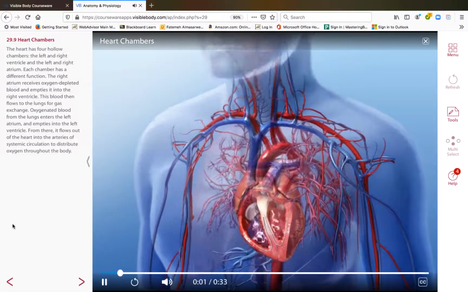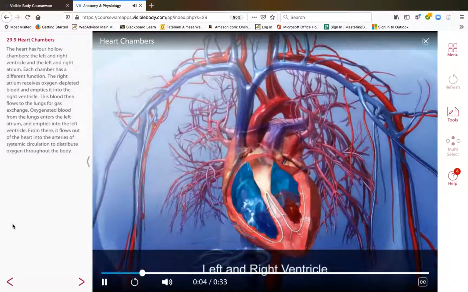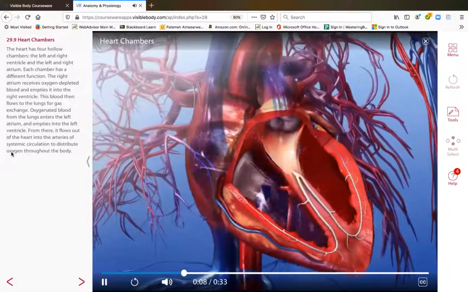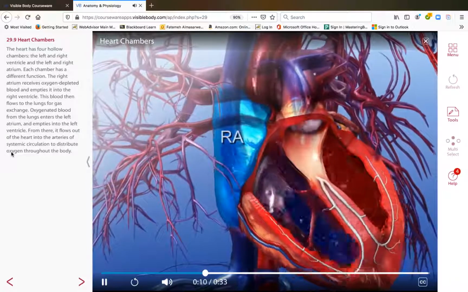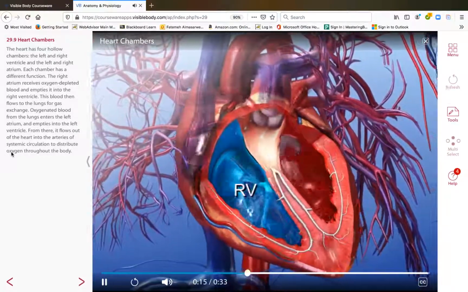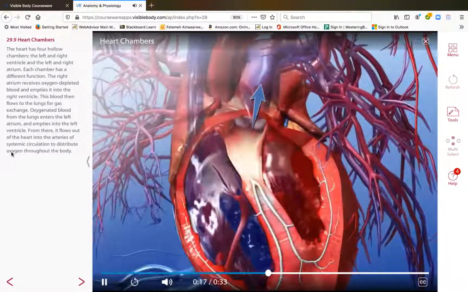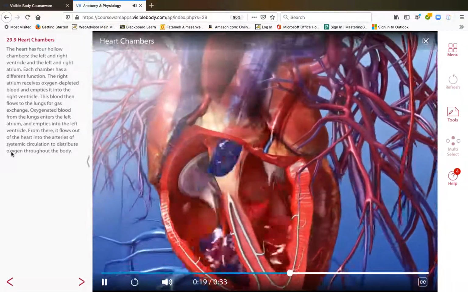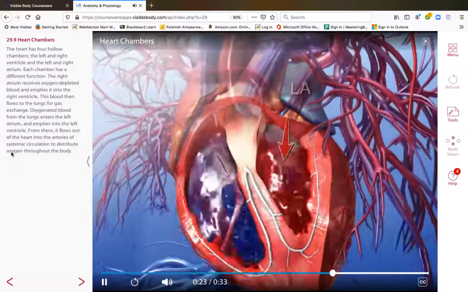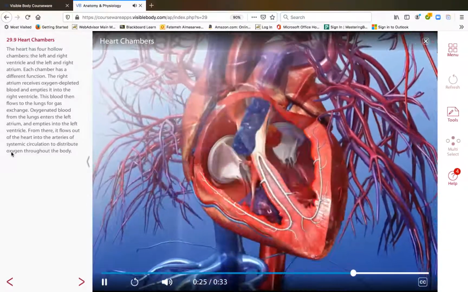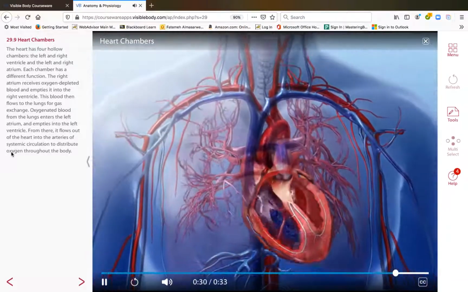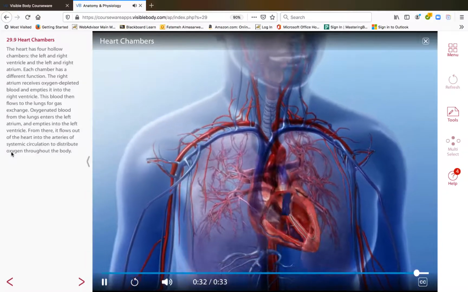The heart has 4 hollow chambers, the left and right ventricle and the left and right atrium. Each chamber has a different function. The right atrium receives oxygen-depleted blood and empties it into the right ventricle. This blood then flows to the lungs for gas exchange. Oxygenated blood from the lungs enters the left atrium and empties into the left ventricle. From there, it flows out of the heart into the arteries of systemic circulation to distribute oxygen throughout the body.